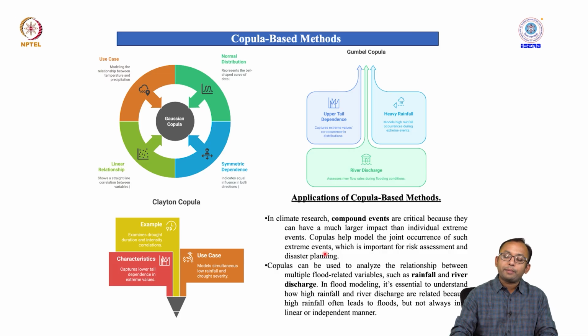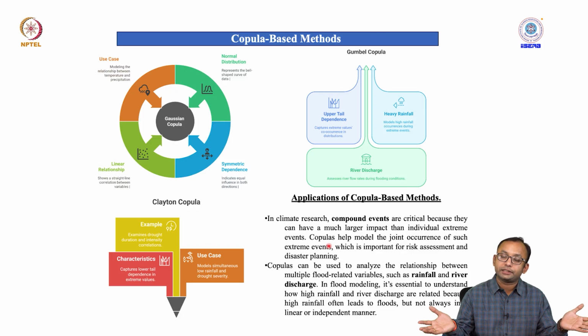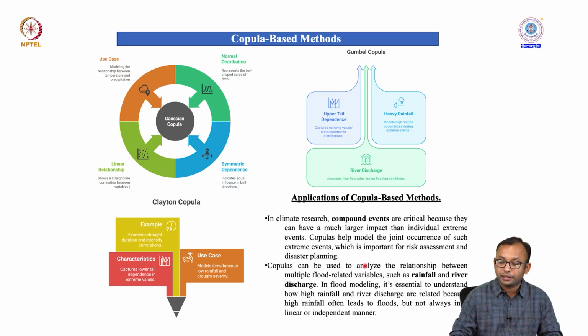So, this copula method or multivariate approach is very famous when we are talking about compound extremes. Compound extremes are when two events happen at the same time, which amplifies the effect of these extreme events, and therefore enhances the risk in disaster planning. Copula can also be used for the relationship between multiple variables, which can be rainfall, river discharge, flood modeling.